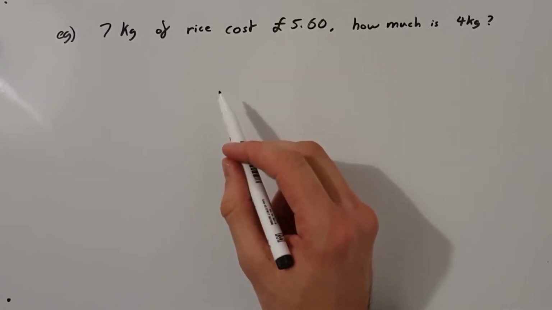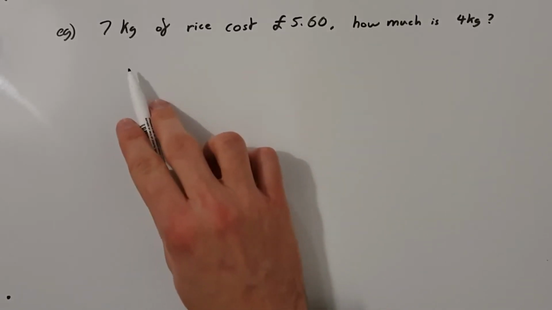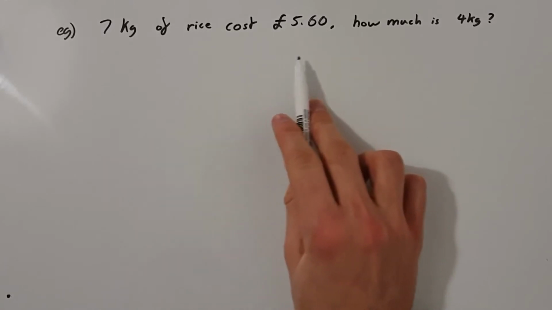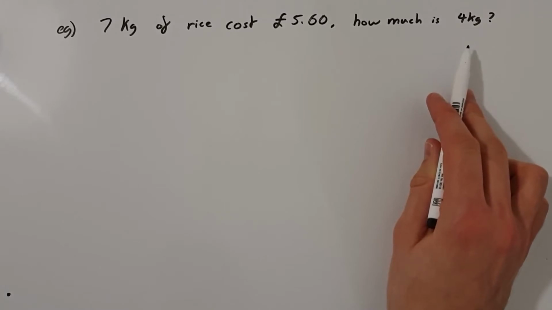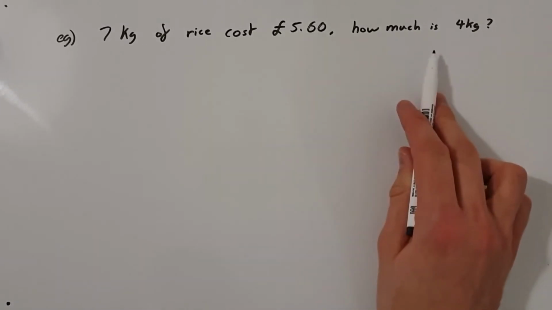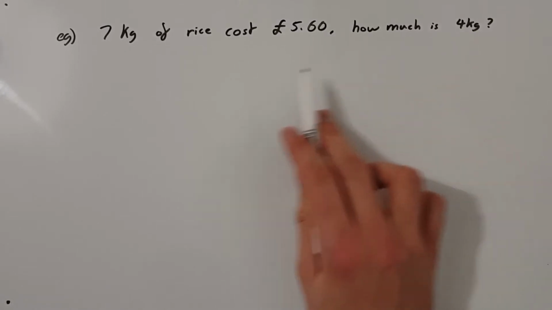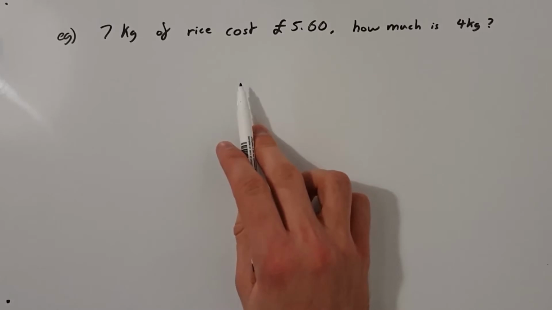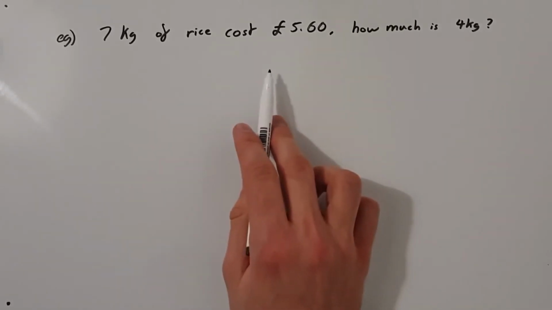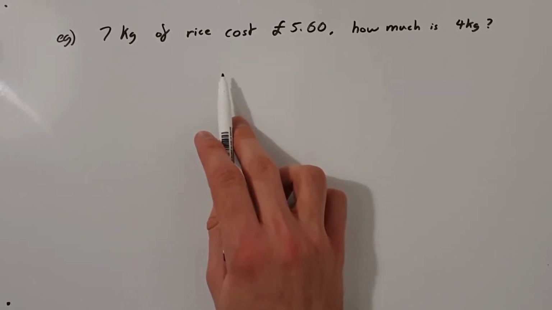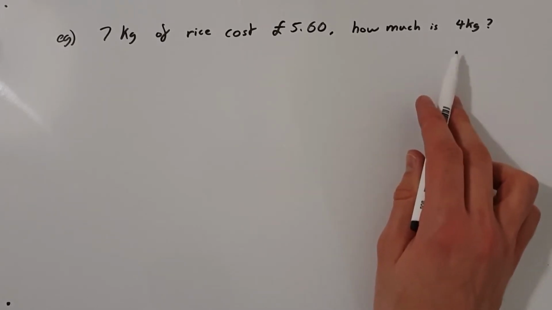Okay, so let's go over our first example of proportion. This example says, 7 kilograms of rice cost £5.60. How much is 4 kilograms? So we know that 7 kilograms is £5.60. Well, how much is 4 kilos? If we remember our rule, we want to divide for one part, then multiply for all the parts. So we want to find out how much 1 kilo costs. Then once we do that, we can multiply it by 4 to get how much 4 kilos costs.